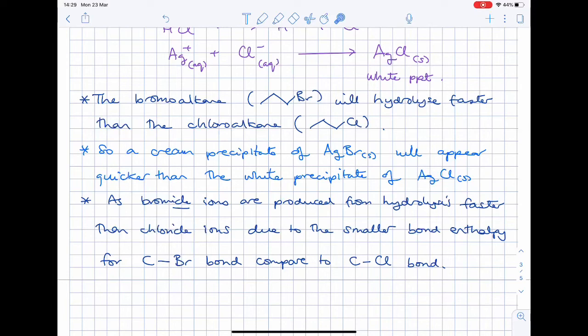So just to repeat, the bromoalkane, in this case the bromopropane, will hydrolyze faster than the chloroalkane. So the cream precipitate of silver bromide will appear quicker than the white precipitate of the silver chloride. This is because the bromide ions produced from the hydrolysis of the bromoalkane will be formed faster than the chloride ions from the hydrolysis of the chloroalkane. And this is due to the fact that the carbon-bromine bond will have a lower bond enthalpy than the carbon-chlorine bond.